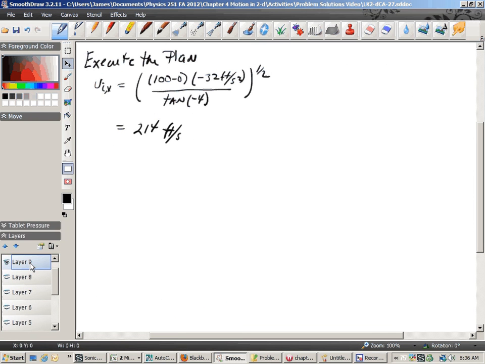Okay, let's substitute and execute the plan. Beginning with our equation, we'll just substitute numbers. So it's the square root of 100 minus 0 times minus 32 feet per second squared, the acceleration due to the force of gravity, over tangent of 4 degrees. And that's 214 feet per second.